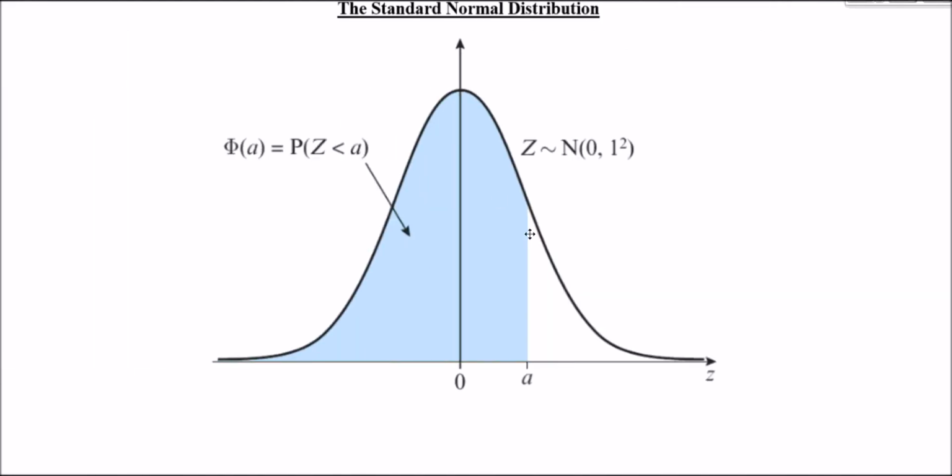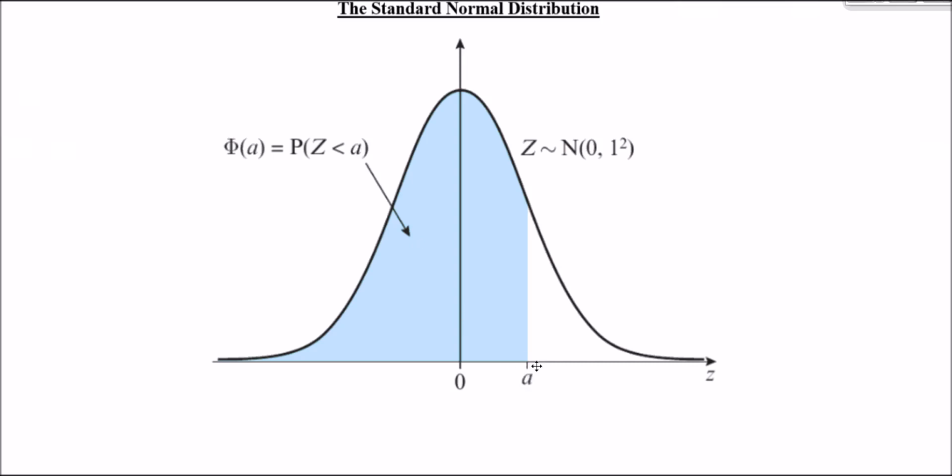So this is what the standard normal distribution would look like. The standard normal distribution, Z, is a normal distribution with a mean of 0 and standard deviation of 1. This symbol here, which is called capital Phi, a Greek symbol, just denotes the probability that the standard normal distribution will be up to any value A.